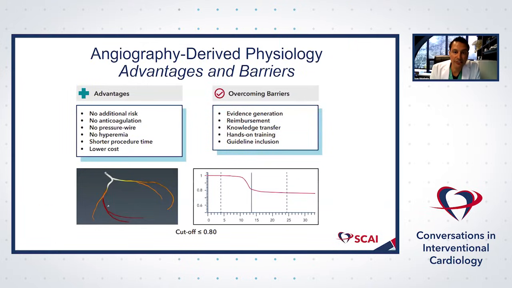So we know there are a number of advantages of angio-derived physiology. There's no need for anticoagulation, no need for guide catheters and wiring of the vessel, pressure wires, or inducing hyperemia. And as a result, it can shorten procedure time and overall procedural cost. And we're hoping that some of these advantages can help to increase the utilization of physiology in the cath lab. But we also know there are some barriers to enhancing this utilization. That's one of the goals of this roundtable, to help identify ways and tools to overcome these barriers and what was needed for the field. Now, the cutoff for angio-derived physiology is a universal cutoff of less than or equal to 0.80, exactly the same as with fractional flow reserve.